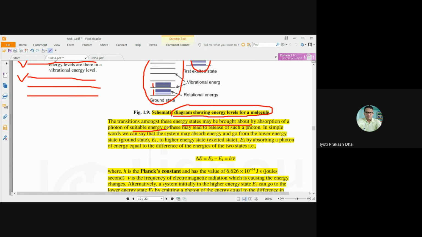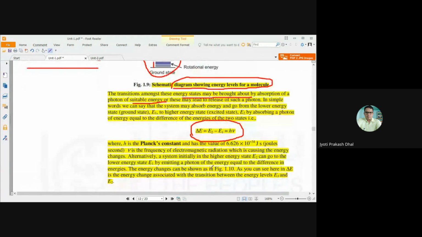That means if the matter absorbs electromagnetic radiation of a particular, suitable energy, the molecules will undergo a transition from the ground state to an excited state. The energy difference between the two states can be calculated as delta E equals E2 minus E1, where E1 is the ground state energy level and E2 is the excited state energy level.